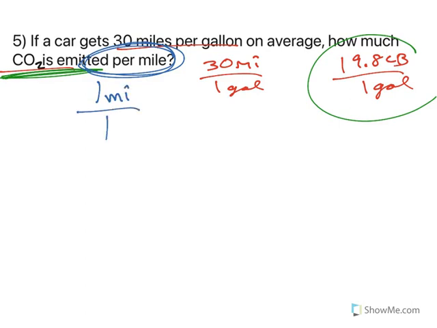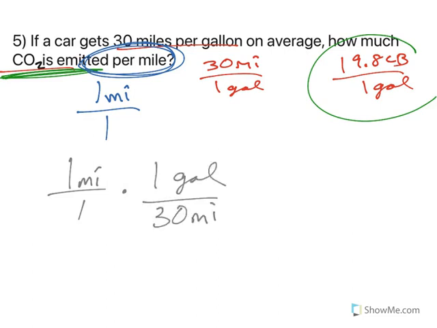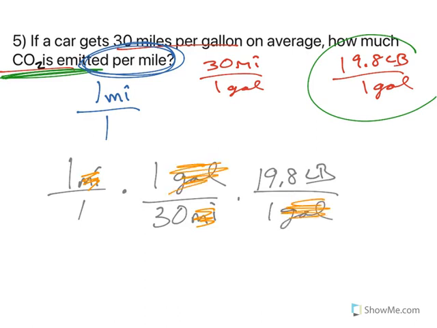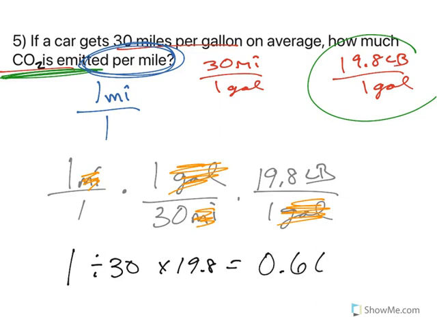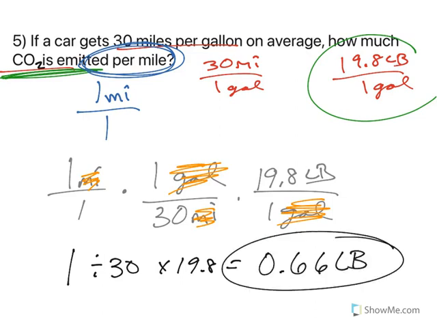That's 1 mile. So in that last problem, we talked about 100 miles. In this problem, we're talking about 1 mile. But the setup is going to look the same. 1 mile over 1 times 1 gallon over 30 miles, because that makes the miles go away. And then the last step, 19.8 pounds over 1 gallon, because then again, the gallons disappear. So I'm going to take 1 divided by 30 times 19.8, and I end up with 0.66 pounds for every mile. That's per 1 mile.